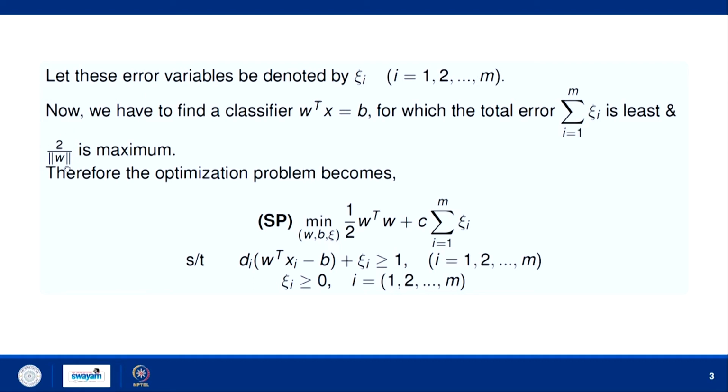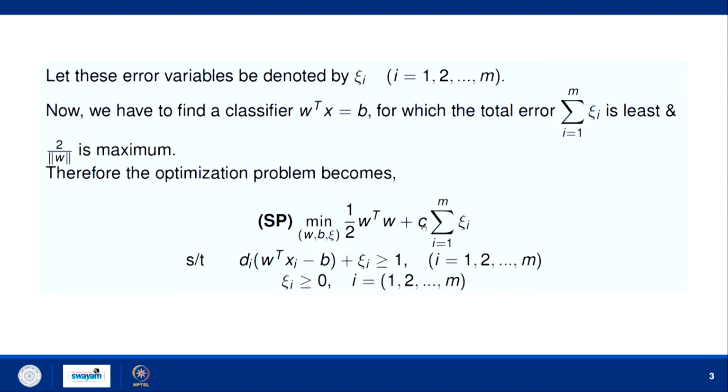So, now the equivalent optimization problem will be the minimization of 1 by 2 W transpose W, which is norm square W upon 2, plus C times summation I from 1 to m xi I, subject to this constraint. We are adding xi I here. In the hard margin classifier we are not dealing with xi I, because all misclassification errors are 0 there; they are linearly separable. So, we are adding xi I, and that is greater than or equal to 1, and xi I are non-negative, I from 1 to m.